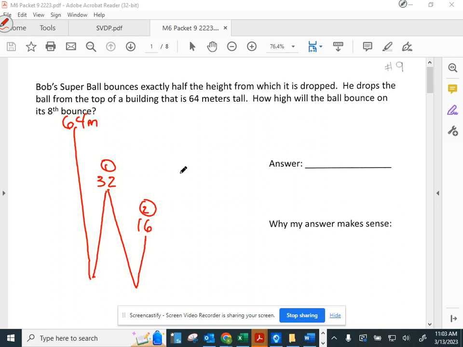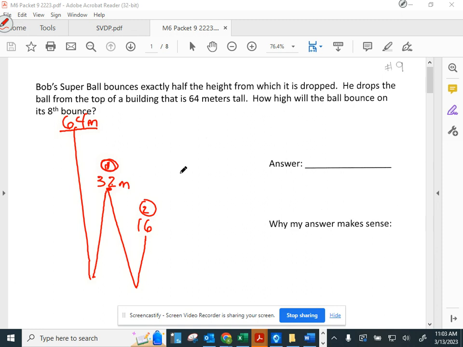So you need to follow that through all the way to the 8th bounce. Again, very important, it starts at 64 meters. That is not the first bounce. Your first bounce is down here when it bounces up to 32 meters. So when you're counting your bounces, you want to go all the way to 8 bounces. So you start, your first bounce is the 32 meters.